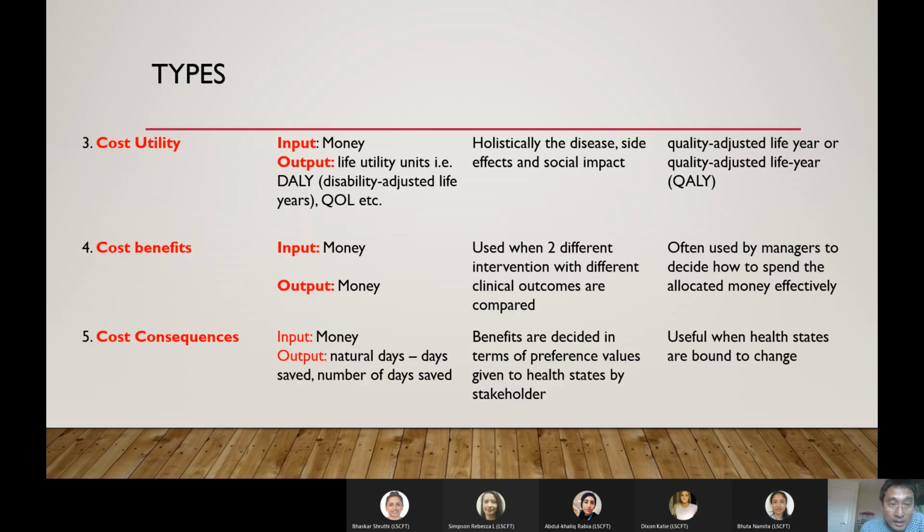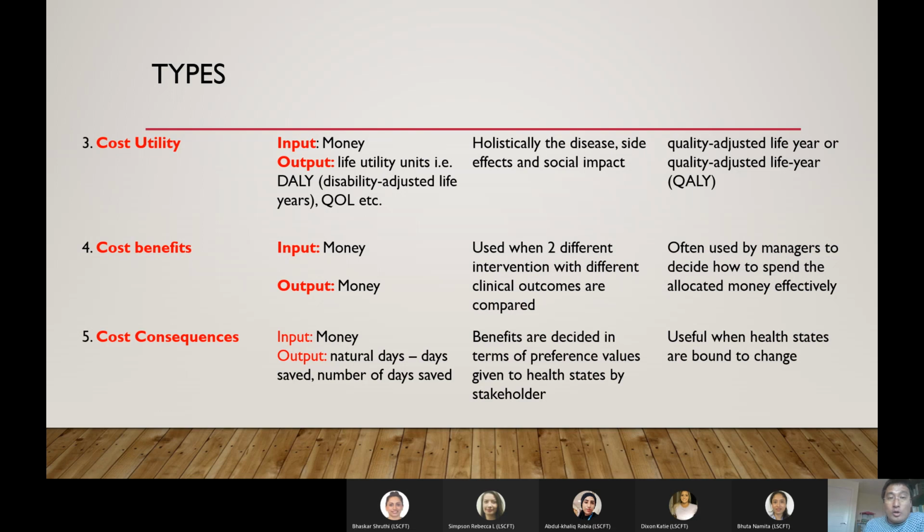Cost utility is when they measure the outcome in terms of disability or quality of life. Then it is cost utility. Cost benefit is when they compare money with money, outcome with money. Cost consequences is money, and the outcome is days saved or something like this. Okay, so is it clear? We have 5 kinds of economic costs we calculate.